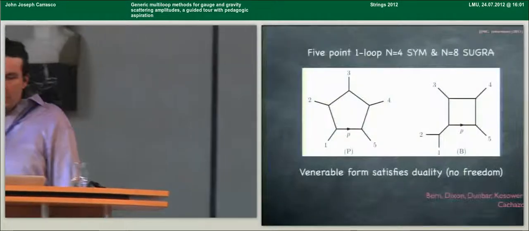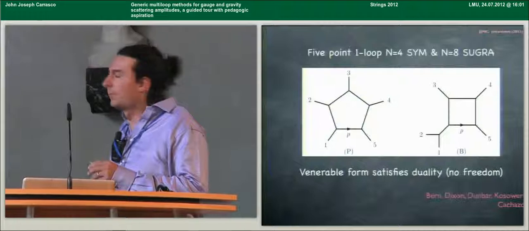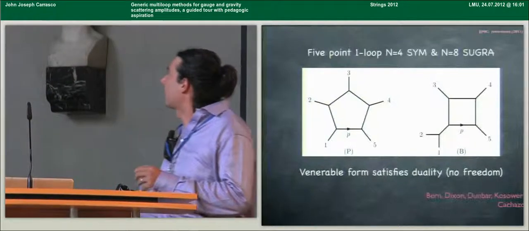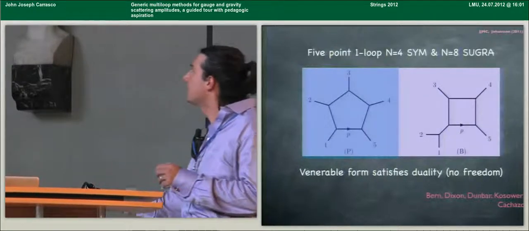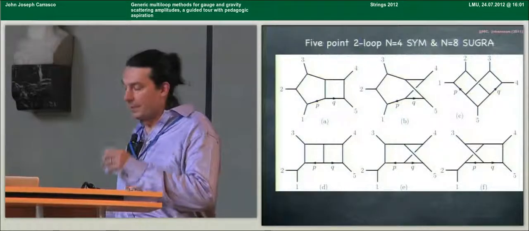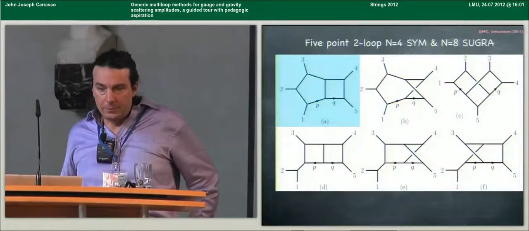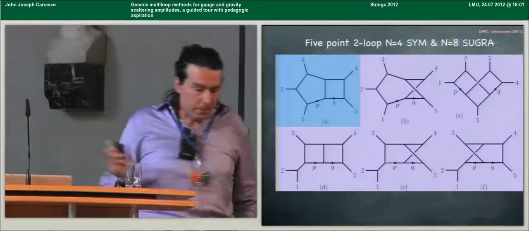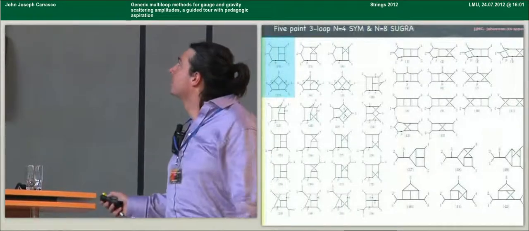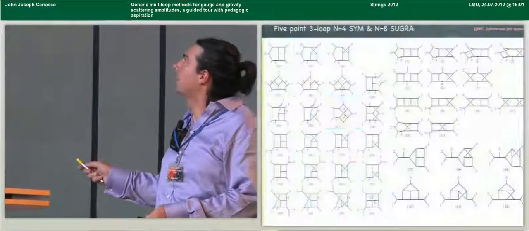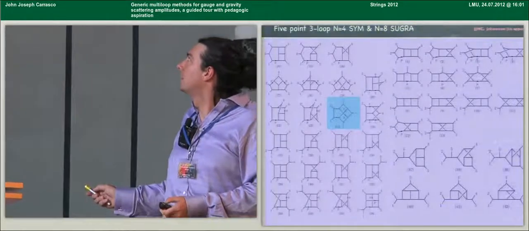Okay. So other loop level examples. At 5.1 loop, n equals 4: it turns out the venerable canonical form that's been sitting in the literature does satisfy the duality. There's no freedom. And so this is the master, and this one is expressed in terms of it. At 5.2 loop, n equals 4, n equals 8 supergravity: you can use this one as a master, and everybody else gets expressed in terms of it. At 5.3 loop, it turns out you can use these two planar ones as masters and get everyone, or you can use this one non-planar one as a master and get everyone.